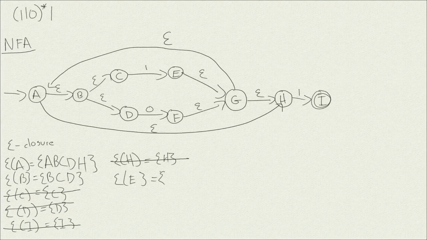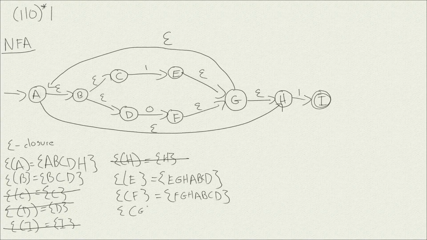So we're just going to combine all of that and find the union of them. And it must be unique, so you won't repeat it. So it'd be E, G, H, A, B, C, and D. Now let's find the epsilon closure of F. It would be F, G, H, A, B, C, D. Now let's find the epsilon closure of G, which is G, A, B, C, D.